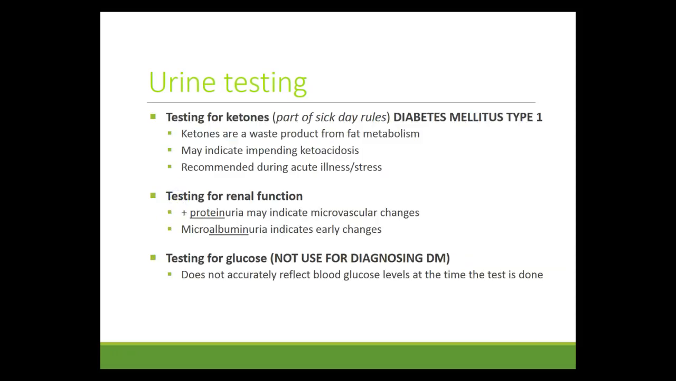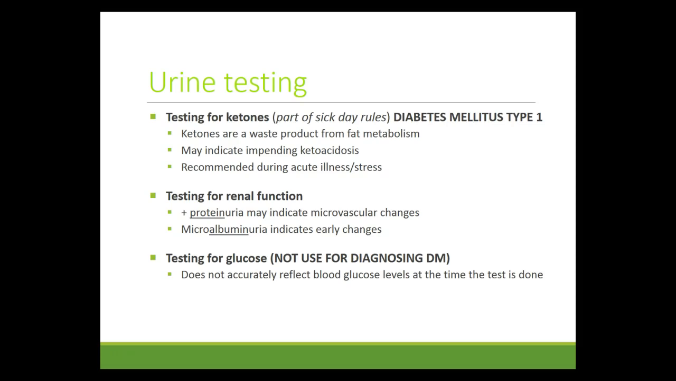Urine testing is not used to diagnose. What urine testing is used for, first one here, testing for ketones, is part of the sick day rules for diabetics who are type 1, just because ketones are a waste product of fat metabolism. When we are sick, our metabolism tends to increase. It may indicate an impending ketoacidosis, and it's typically recommended during acute illness or even very stressful events.